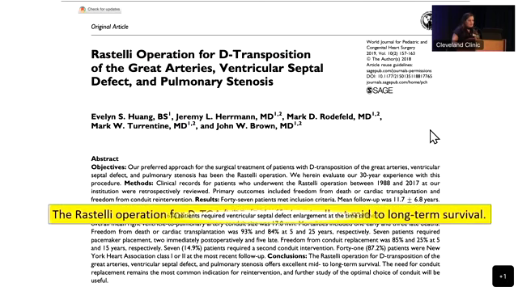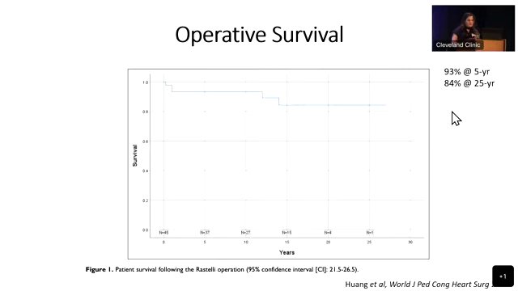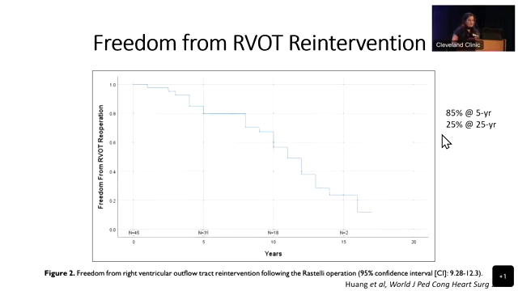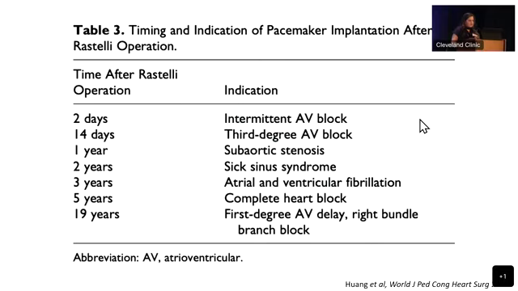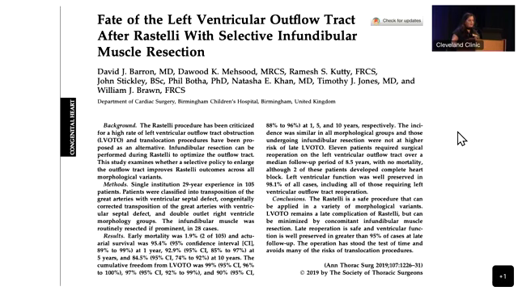The group from Indiana had recently published their experience over 30 years with 47 patients, with a conclusion that the Rastelli operation for DTGA VSD PS offers excellent mid to long-term survival. What they mean by that is 93% at 5 years, 84% at 25 years, and not surprisingly, the freedom from RV outflow tract reintervention at 5 years 85%, and then at 25 years 25%. Got to worry about conduction problems, as I had mentioned. They can occur early or late, so these are patients that certainly need to be followed.